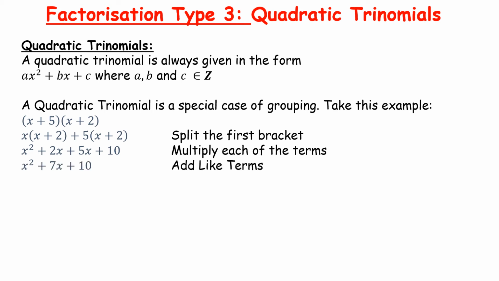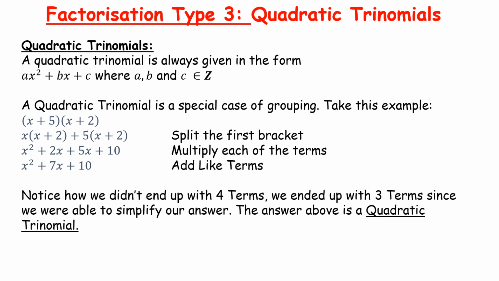10. So what we're left with here is a quadratic trinomial, because it's quadratic because it has an x squared, and trinomial, it has 3 pieces. So we didn't end up with 4 terms, we ended up with 3 because we were able to simplify the answer. And this is a quadratic trinomial. So this was expanding. And remember at the very start we said that expanding is the opposite to factorization.